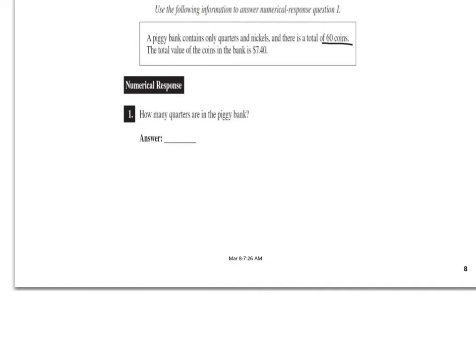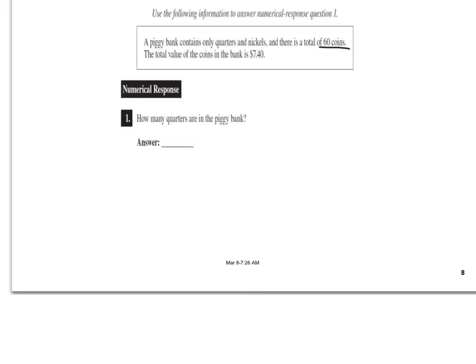Secondly, you know the total amount of money in the piggy bank is $7.40. A quarter is worth 25 cents, or 0.25 times q, and a nickel is worth 0.05 times n for 5 cents. Now you have 2 equations. You have 2 variables, whereas all you're trying to solve for here are the quarters.